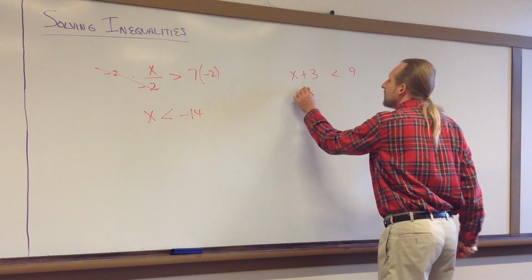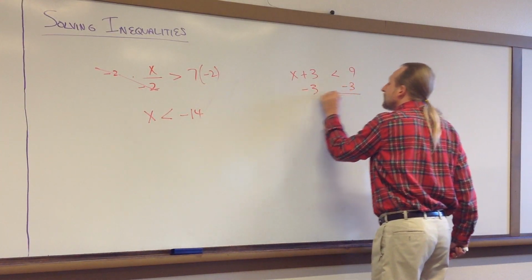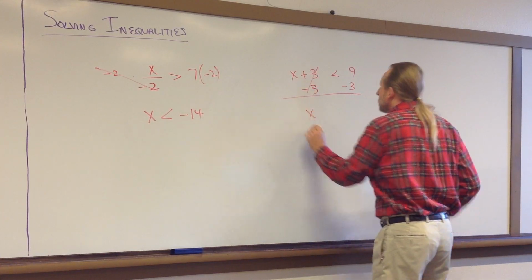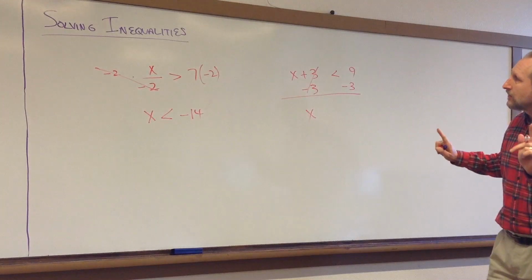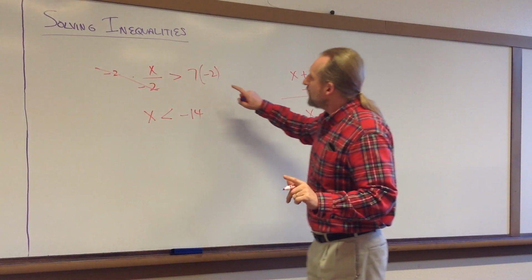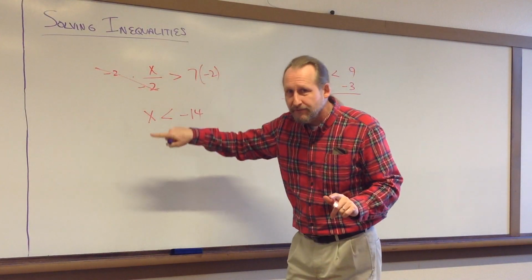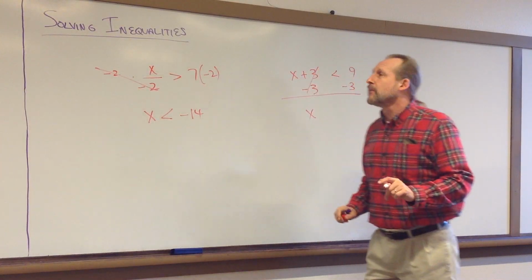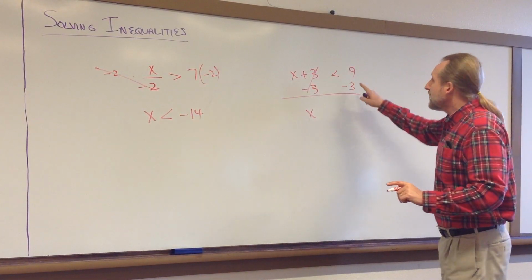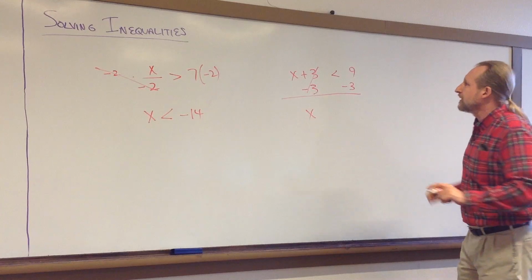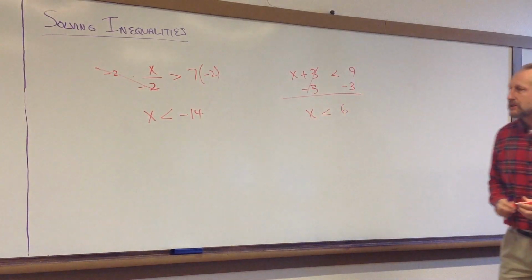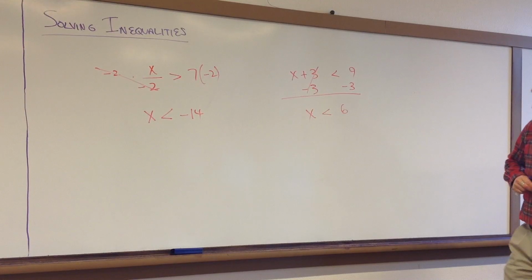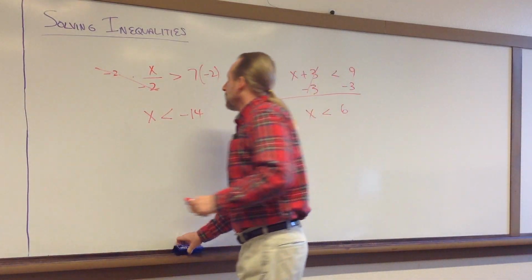Over here, I'm going to subtract 3 on both sides. Now, sometimes people see this negative sign and say, oh, I better flip this around. Nope. No. Because only when you multiply or divide by a negative number is when you flip that around. Here, we're subtracting. Makes a big difference. This stays the way that it is, and we just get x less than 6. Okay? All right, let's look at some sample problems.